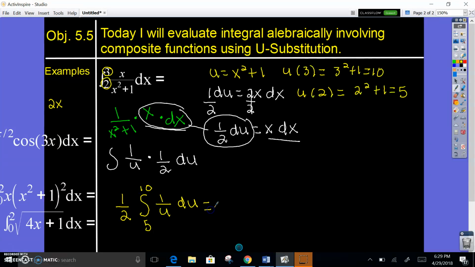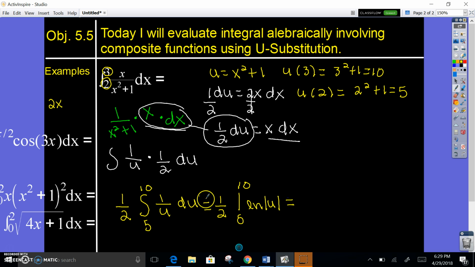We are now going to proceed with the antiderivative and plug everything in. Well, let's start with the antiderivative. My 1/2 is outside. My boundaries are 5 to 10. If you remember from the previous video, the antiderivative of 1 over x was natural log absolute value of x. Same concept, we're going to use u in this case. So natural log absolute value of u.